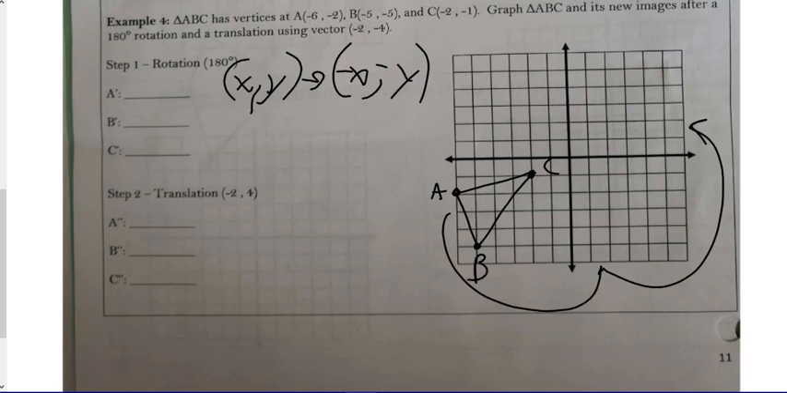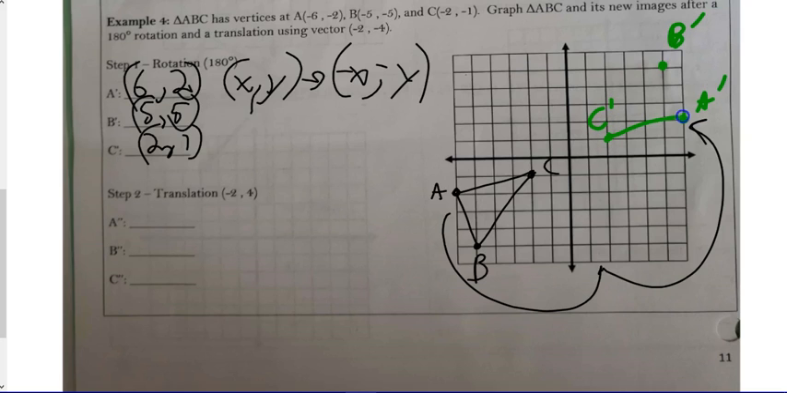So negative 6, negative 2 is going to become positive 6, positive 2. Negative 5, negative 5 is going to become positive 5, positive 5. This all makes sense in the first quadrant. And negative 2, negative 1 becomes 2, 1. So when I put that on my graph, let's go green. We haven't done green in a while. 6, 2 right here. All right? That is going to be my A prime. 5, 5 right here is my B prime. And C prime is at 2, 1. There's my new triangle. That's a horrible triangle.